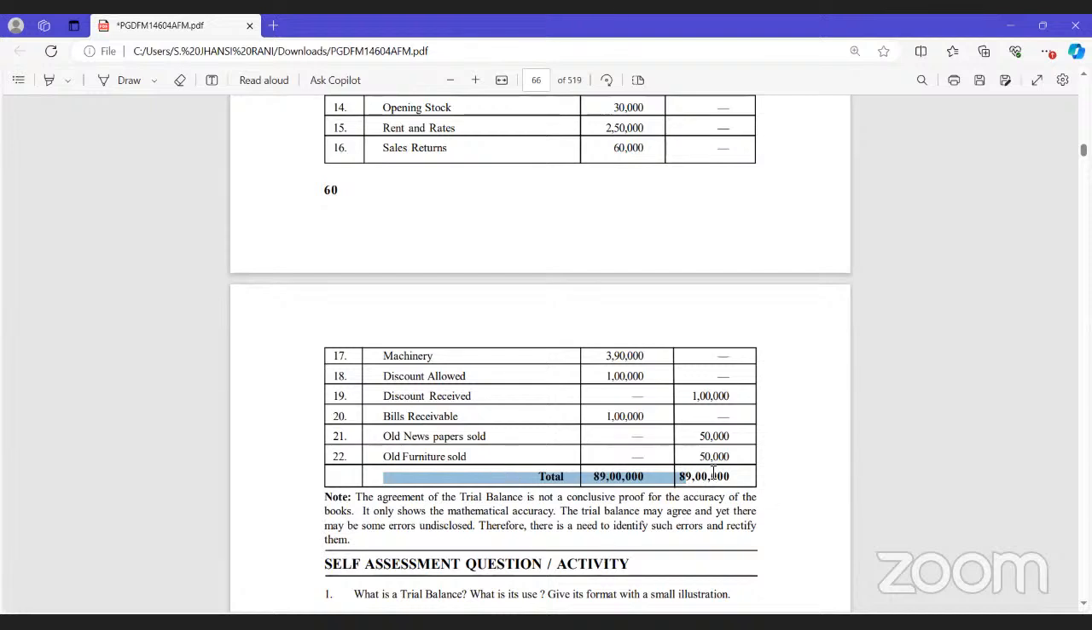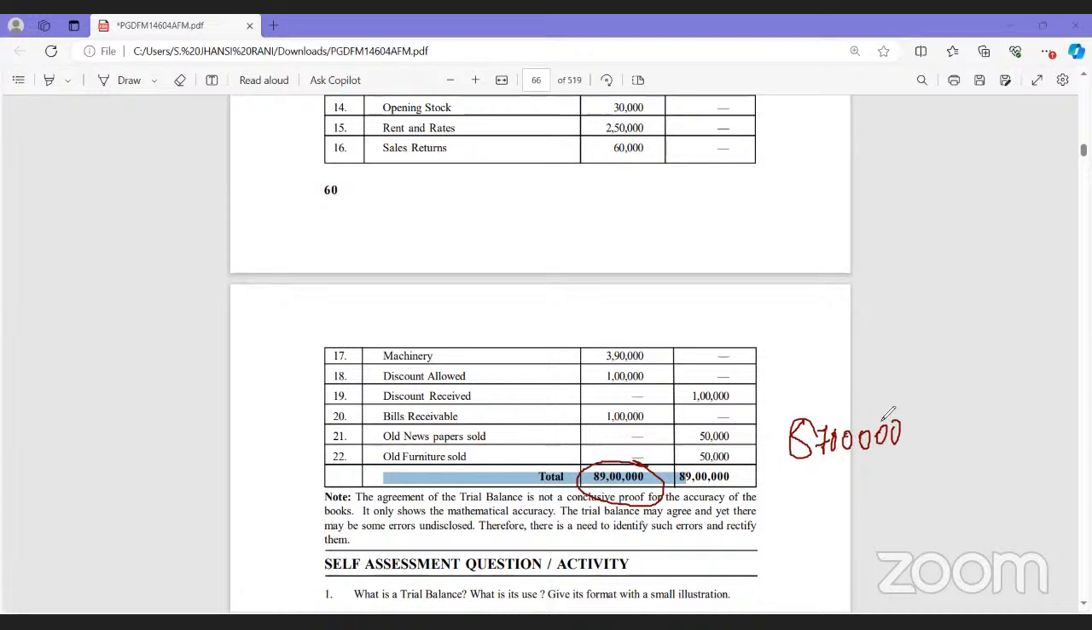For example, instead of getting 89 lakhs, I got a total of 87 lakhs, a debit balance of 87. Now it's not that simple, because in practicality, when you work in a company, you have to cross-check all the entries from day one of the whole year. Manually, that is sometimes highly impossible.